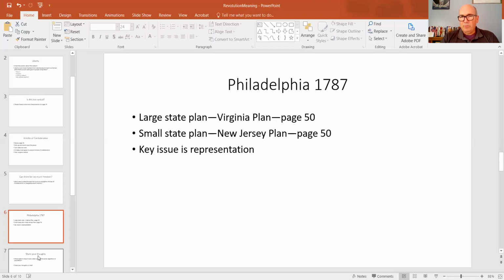Then you had a small state plan represented by New Jersey, also on page 50. So it would really break down to this: should states get representation based on their population, which would clearly mean that some states would be more represented than others, or should there be equal representation, which would balance out the representation, but would certainly then give more power back to the smaller states? And that was the argument made by the New Jersey plan.